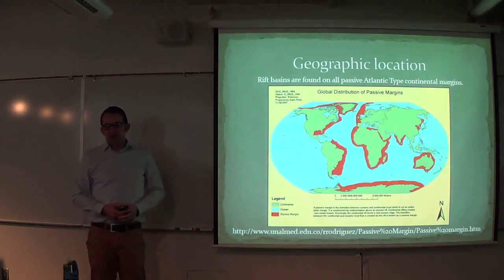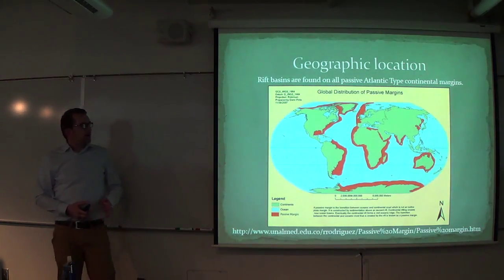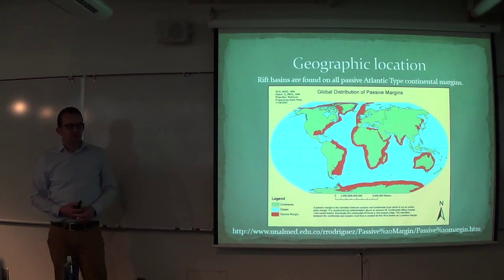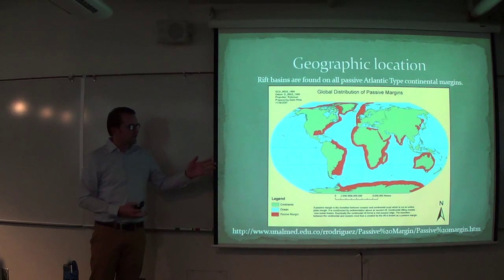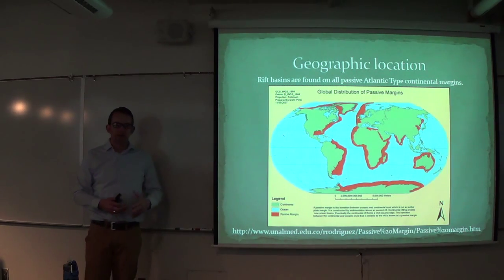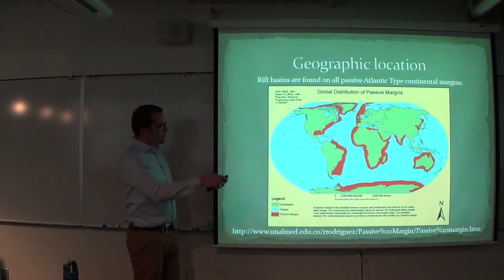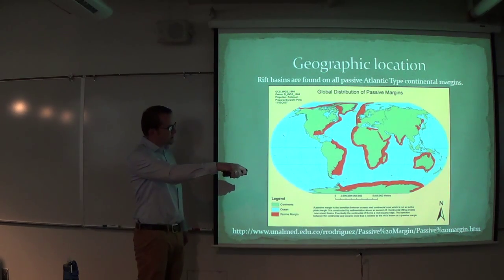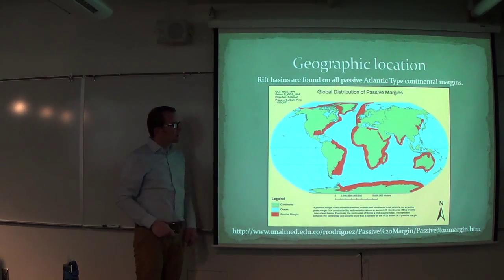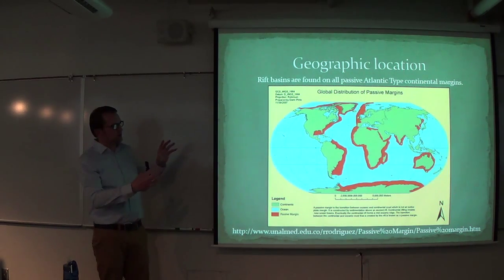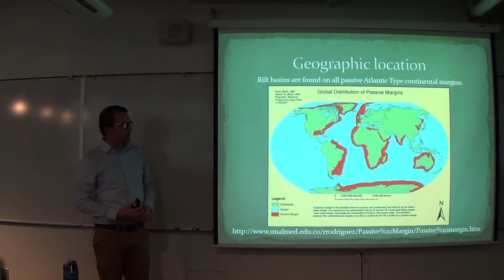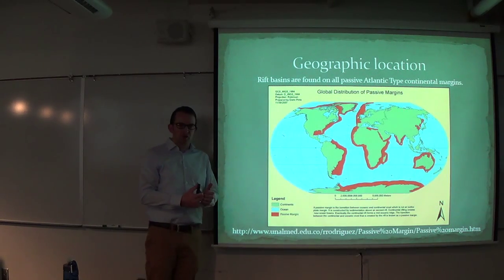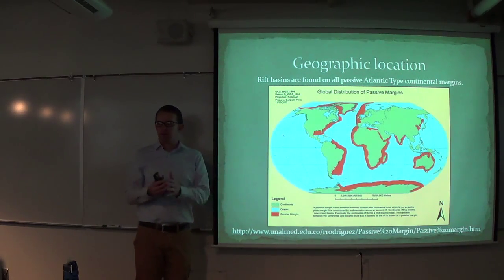As far as geographic location goes, in my research I found that these terrestrial rift basins are found on all passive Atlantic-type continental margins, and they are there as a result of the breakup of Pangea. So here in orange, all these orange areas are those passive Atlantic-type continental margins. If you can just imagine all those fit back together as the supercontinent of Pangea, you can see how once rifting would occur, you're going to have it on either side of the rift itself.